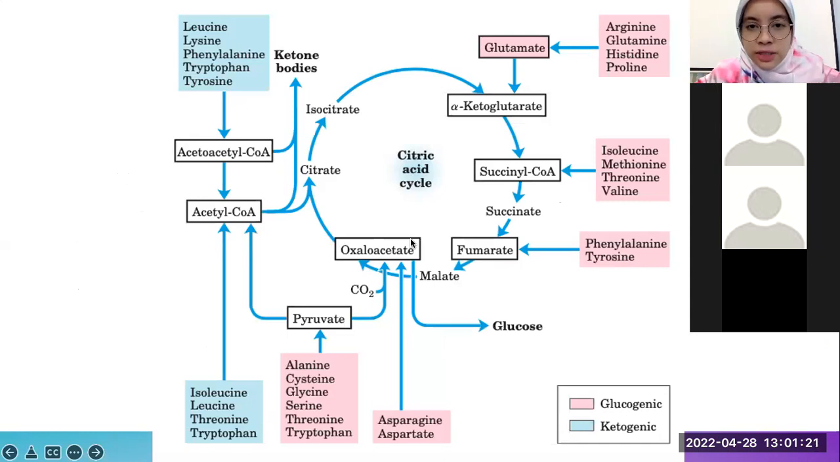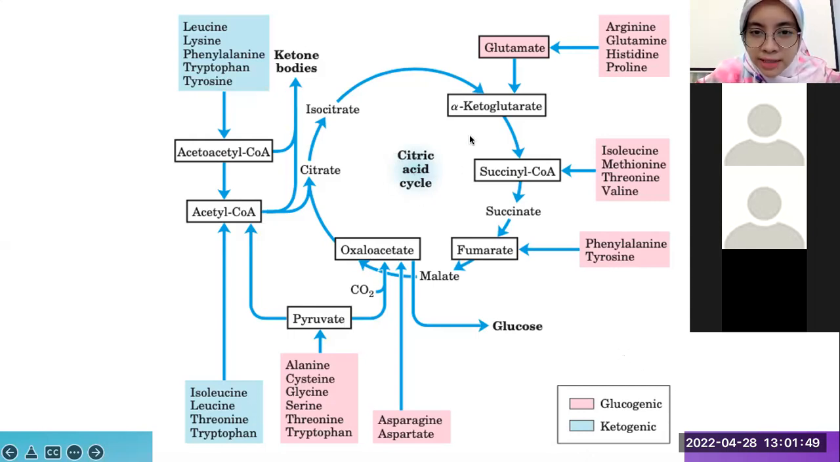Alright, so this is another example. This is our Krebs cycle. The ones in the middle are all the intermediates in the Krebs cycle or TCA cycle. So if you notice, these intermediates can come from amino acids. The pink colored ones are glucogenic. Blue ones are called ketogenic.